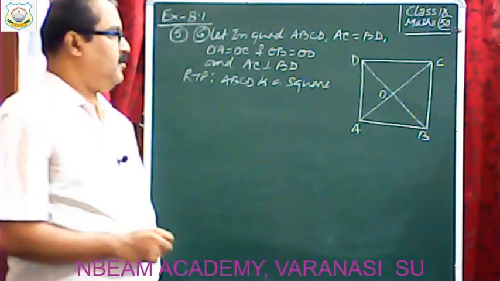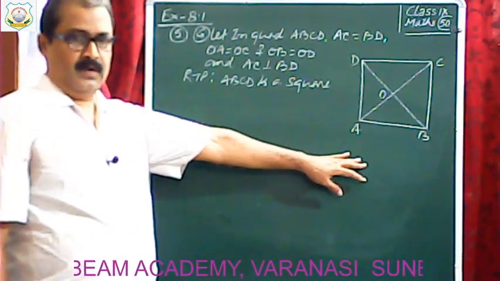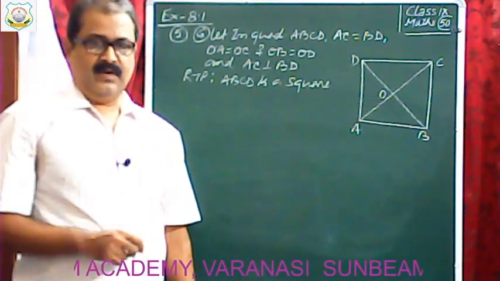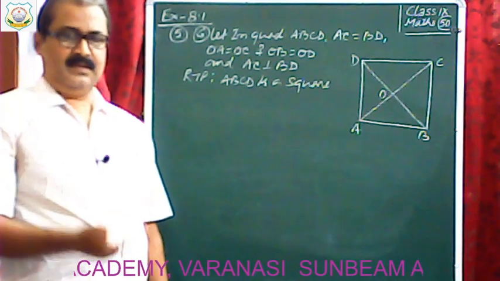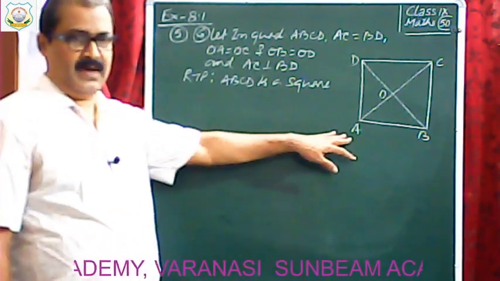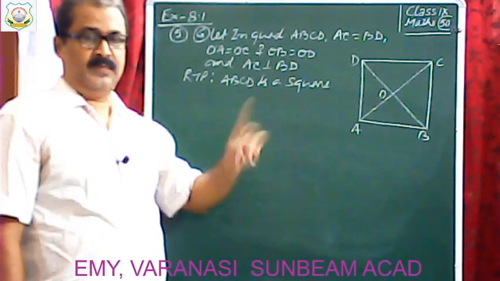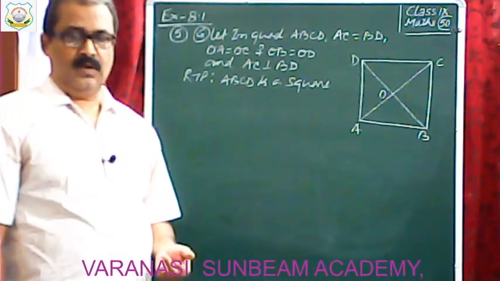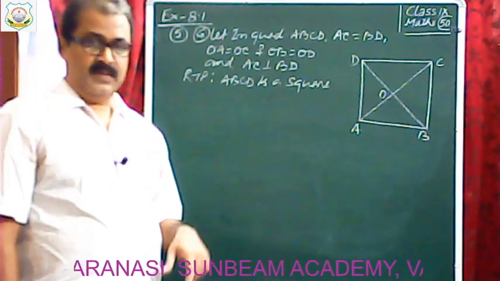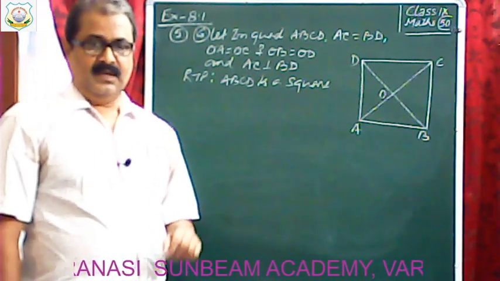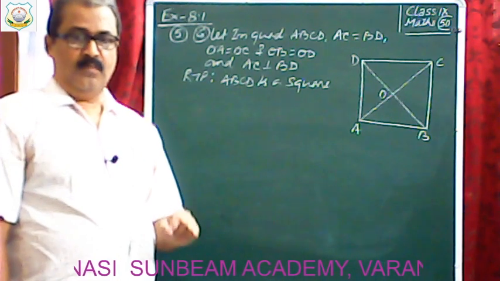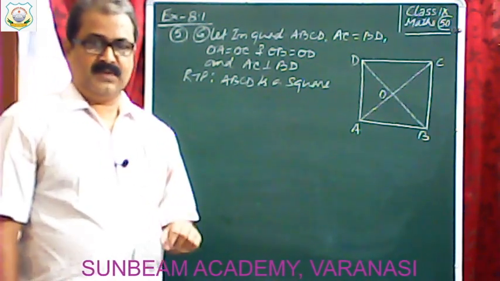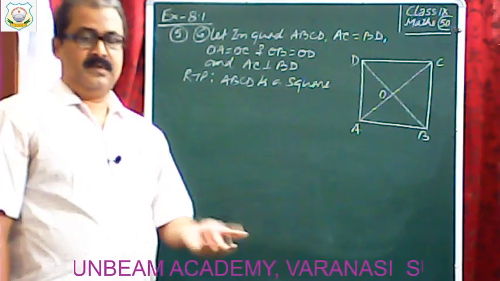Okay, so first of all you have to show ABCD is a parallelogram using theorem 8.7. In a quadrilateral, if diagonals bisect each other, then it is a parallelogram. So ABCD is a parallelogram. Thereafter we have to prove one pair of adjacent sides of this parallelogram are equal, then it becomes a rhombus. And thereafter, if one of the angles of a rhombus is 90 degree, then it becomes square.